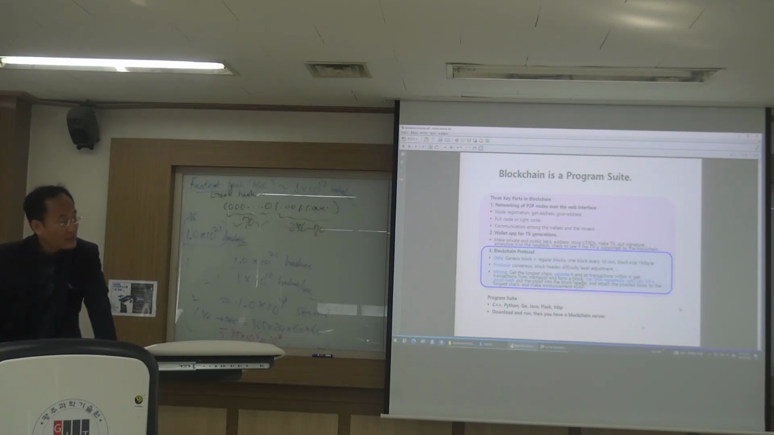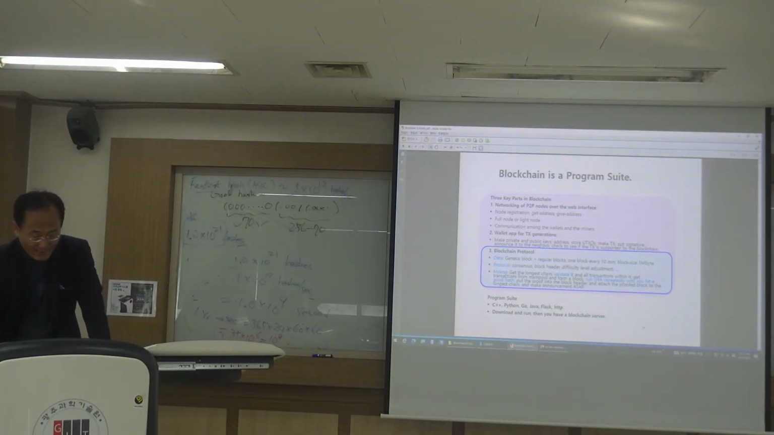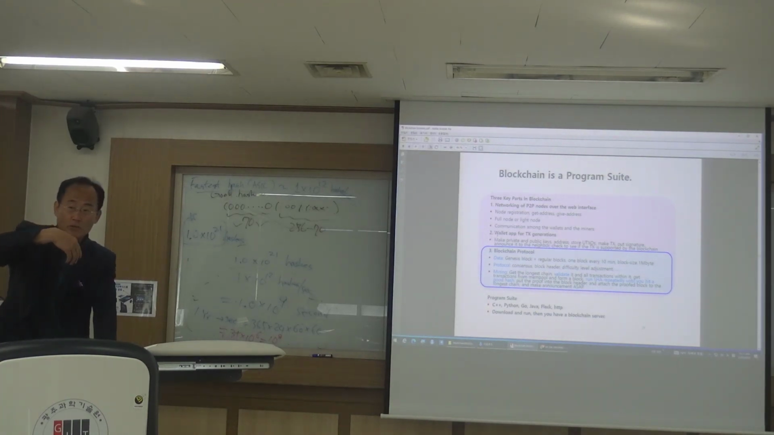And then blockchain is a program suite. Basically, there are three things. Networking, right? Networking of peer-to-peer nodes, right? So they work together through APIs. And there is a wallet application. Wallet stores private key and public key pair, and then makes transactions and sends them out to the internet.